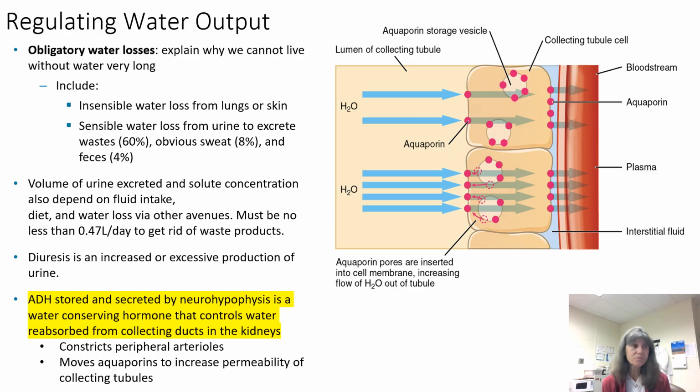And the collecting tubules, as you recall, those are the last tubules where urine travels prior to going into the minor calyces and then the major calyces and then into the renal pelvis. So aquaporins can be inserted into the cell membranes to increase the flow of water out of the collecting tubules or collecting ducts and going back into the bloodstream so that we can reabsorb more water before it's peed out in the form of urine.